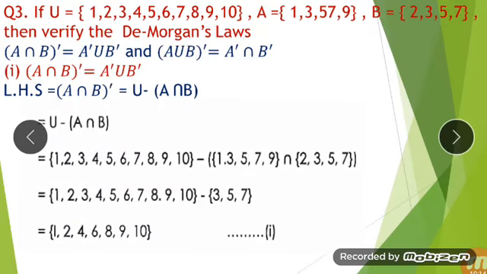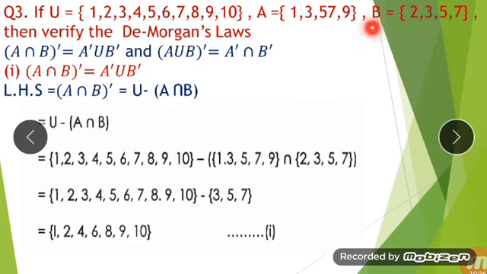Next is question number 3. If U is equal to 1 2 3, U is the universal set here, 1 2 3 4 5 6 7 8 9 10, and set A is equal to 1 3 5, it is not 57, it is 5 7 then 9, and set B is 2 3 5 and 7. Then we have to verify the De Morgan's law.